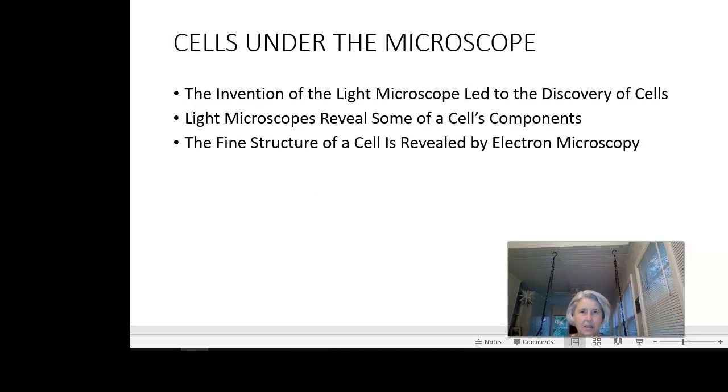Our second section in this chapter deals with microscopes. It wasn't until microscopes had been invented that we were actually able to discover cells. So using light microscopes, we can see some or even many of the components of a cell, but to really be able to see fine detail as we would like to, we need to use electron microscopes.